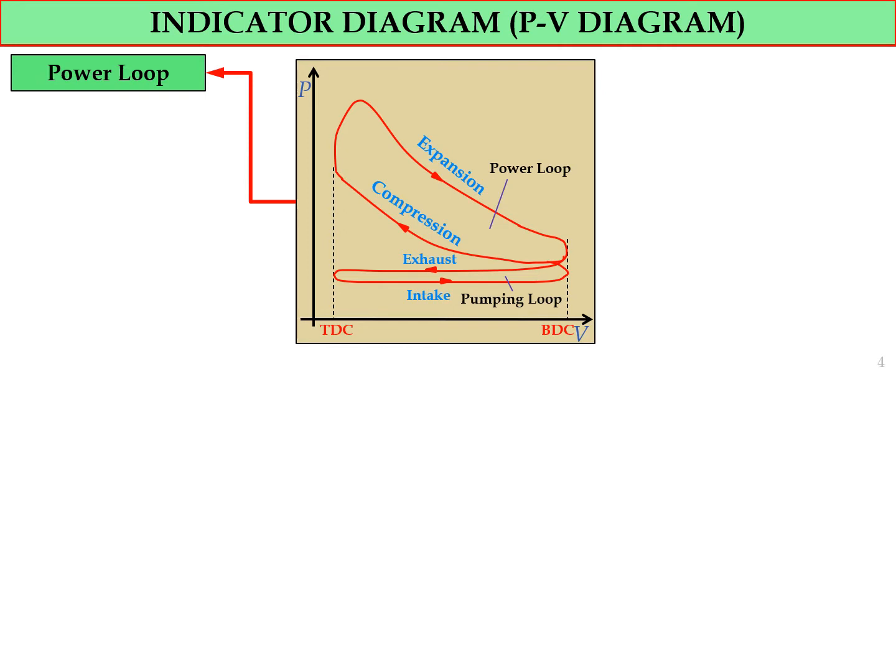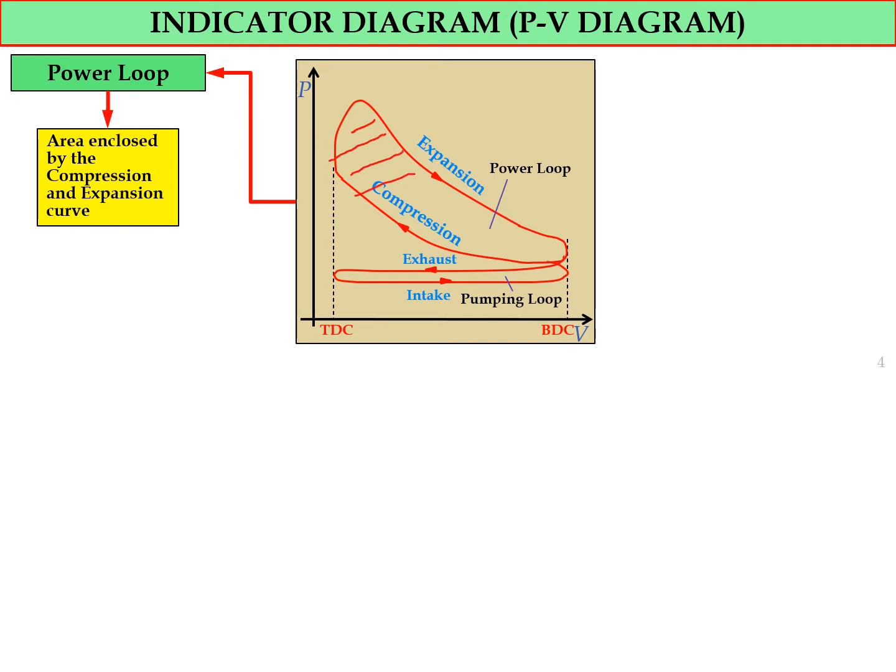Now we look into the power loop. It is the area enclosed by the compression and expansion curve. So this is the power loop area, the one which is highlighted, or I colored it with the red line. Okay, so what is this power loop? It is the net work done on the piston by the gas.